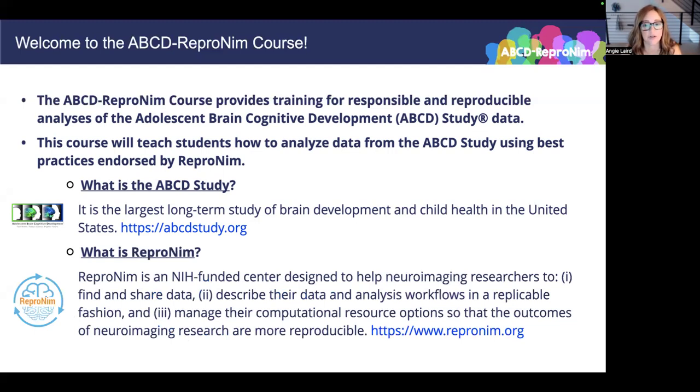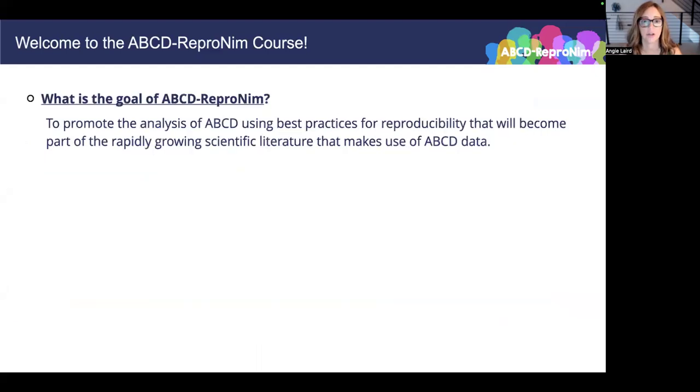ReproNim is an NIH-funded center led by Dr. David Kennedy that's designed to help researchers find and share data, comprehensively describe their data and analysis workflows in a replicable fashion, and manage their computational resource options so that their outcomes are more reproducible. I've also provided the link to ReproNim's website so you can hear more about ReproNim from David in his lecture. So let's talk a little bit about the course itself and what we want to achieve.